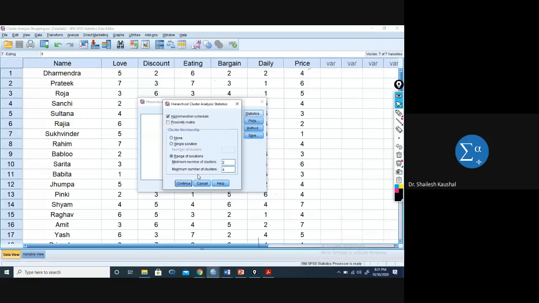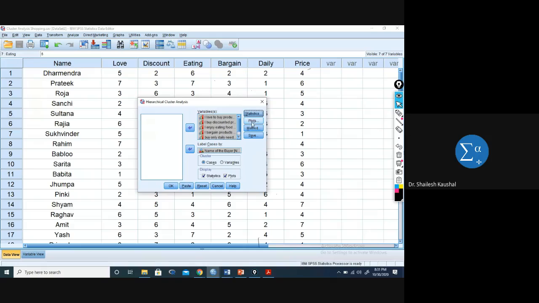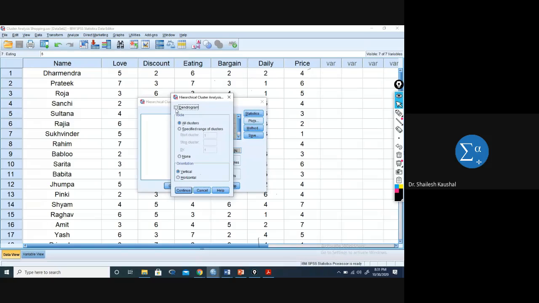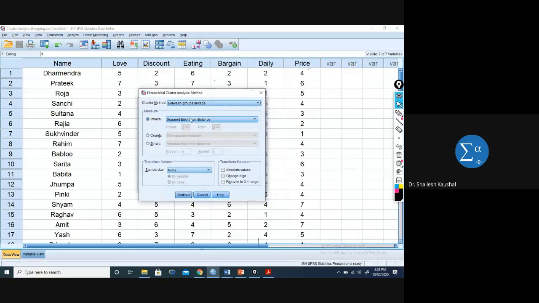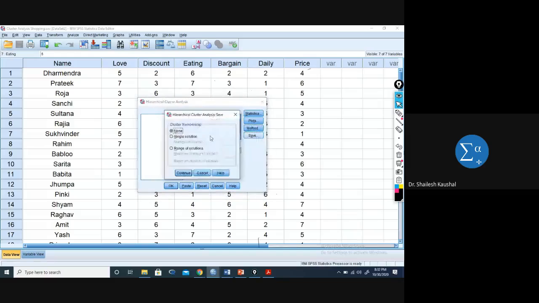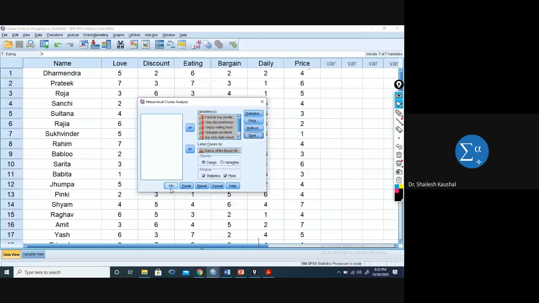What does it mean? I will explain in the output. And then continue. After continue, plots: I am selecting dendrogram, and then continue. And for method I am using only Ward's method, and then continue. After continue, save. I do not need to save the clusters right now, although I can save them. And then okay, and after okay you can see this.